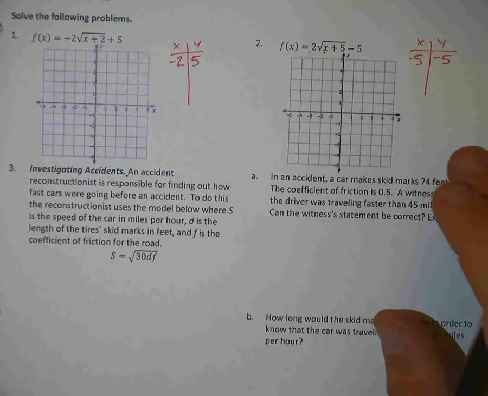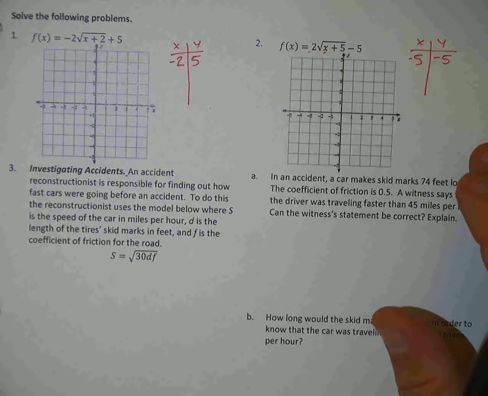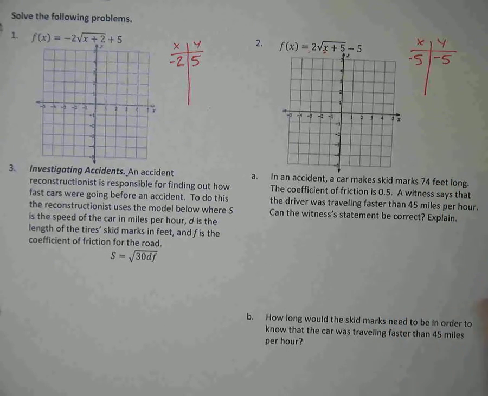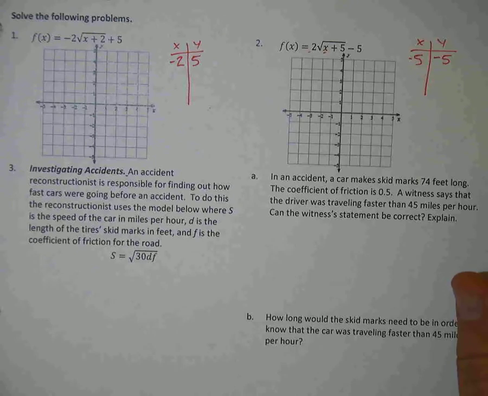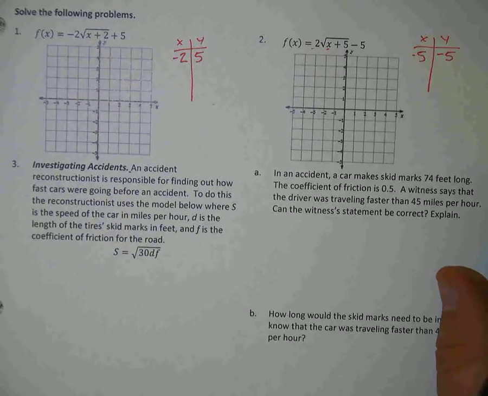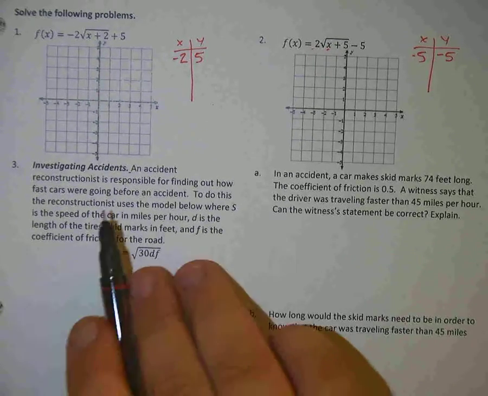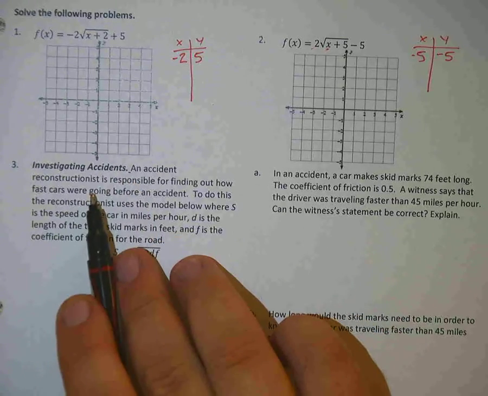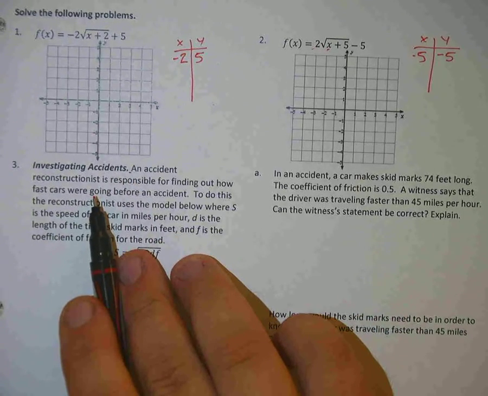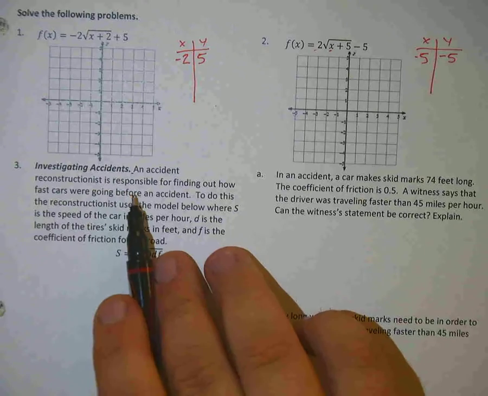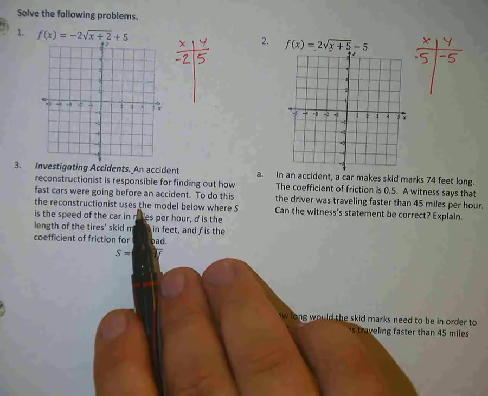In number 3, it's more of an interesting problem, I think, because when you look at it, it's what people actually do, and some people can even get a job out of it if they're good enough at it. So here we're investigating accidents, an accident reconstructionist. So that's the person who's responsible for finding out how fast the cars were going before an accident.